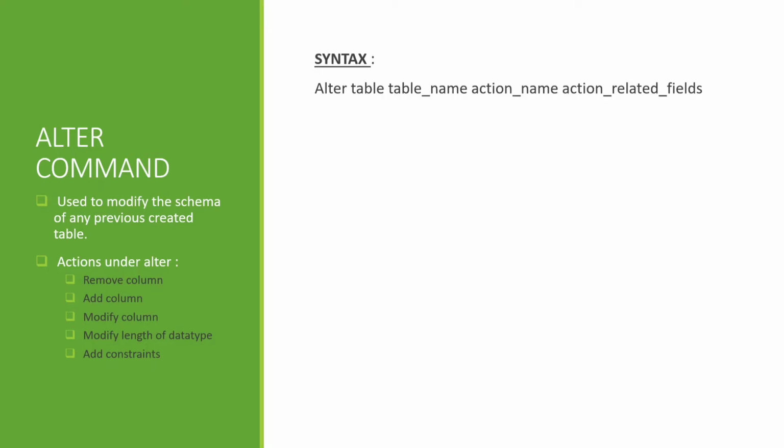So let's just look at the syntax of the alter command. The syntax says first mention alter, then space table, space the table name, space action name. Now action name refers to the action you want to perform. You want to add a column, remove a column, all these are actions. So we need to mention the action name here, space, action-related field. We will look into the examples and clear this up more.